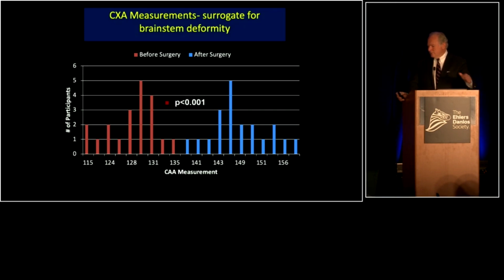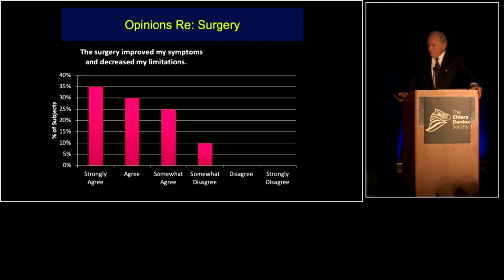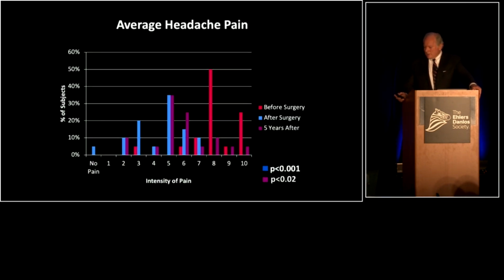We were able to increase the clival-axial angle more than 20 degrees, and we asked the patients at 2 and 5 years, looking back, would you still do the surgery? And they all agreed with varying degrees of enthusiasm. The surgery improved my symptoms and decreased my limitations. Two patients had so many other problems that it did not improve their symptoms. Average headache went from 8 before surgery to about 4 at 2 and 5 years.